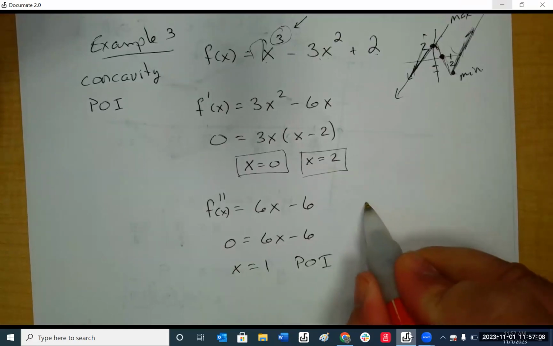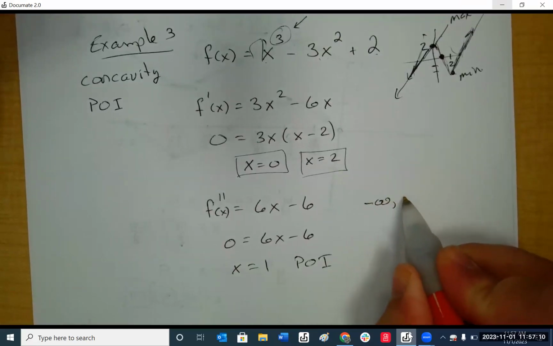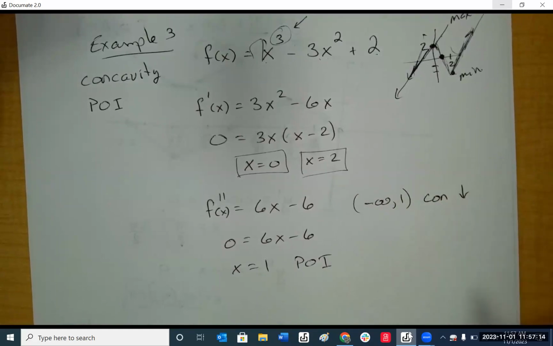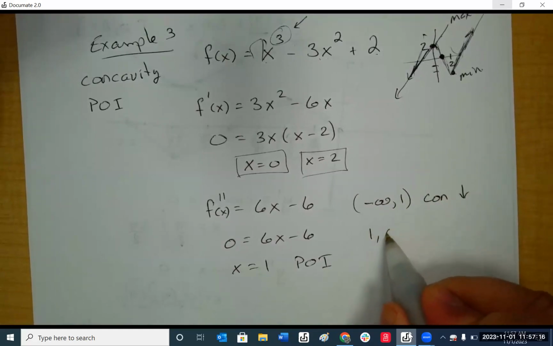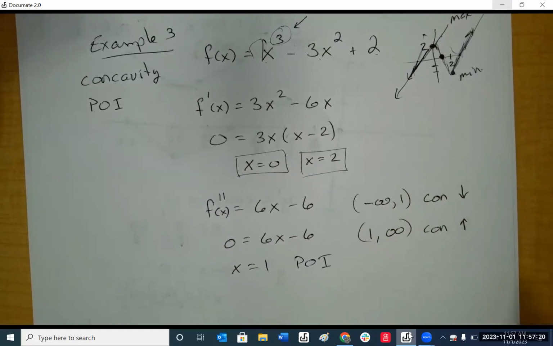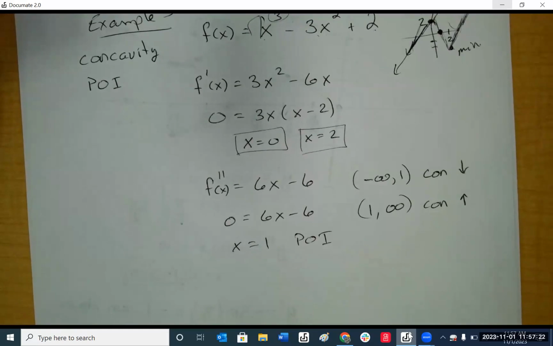So from negative infinity to 1, it's concave down. From 1 to positive infinity, it's concave up. Make sense?